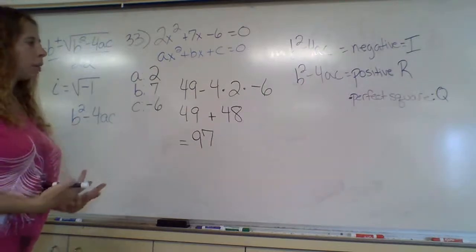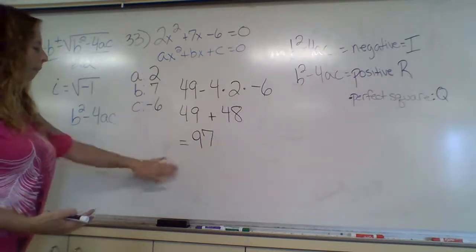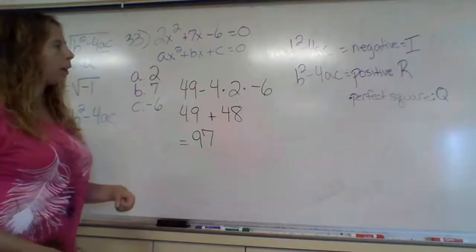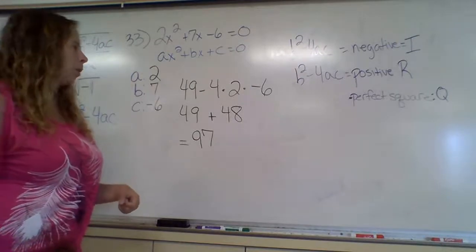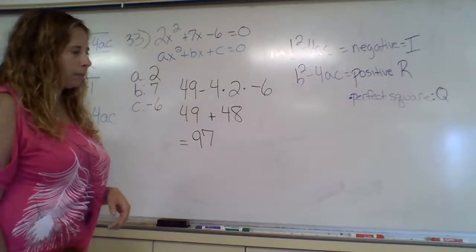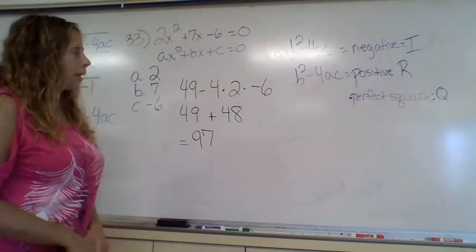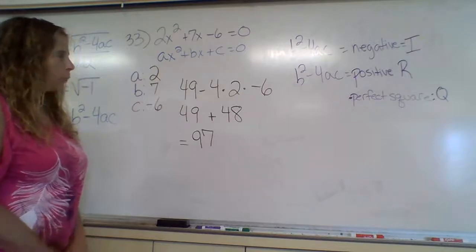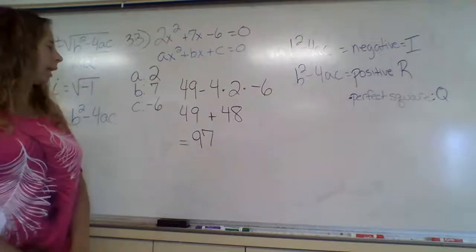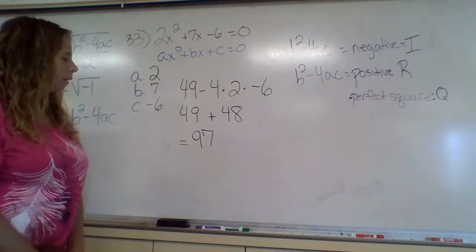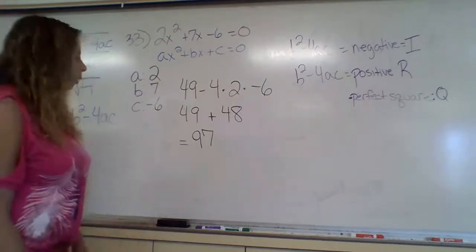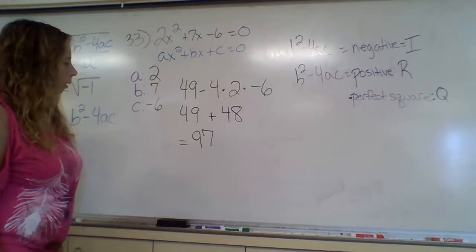To tell if it's rational or irrational: if it's rational, this is a perfect square. If it's not a perfect square, then your roots are irrational. So is 97 a perfect square? That means, can you multiply an integer by itself to get 97? You can't. It's irrational.